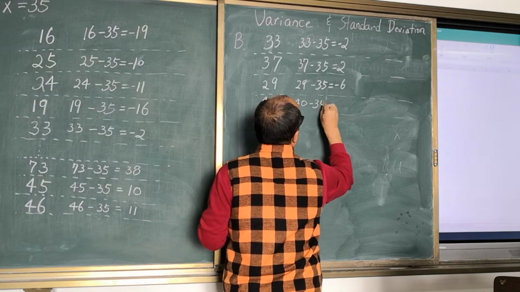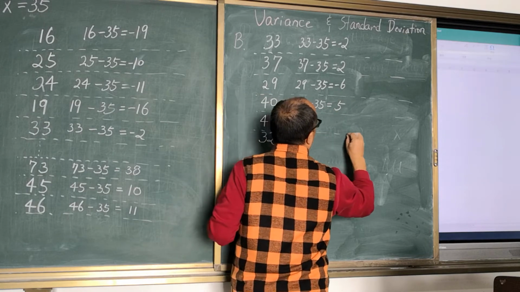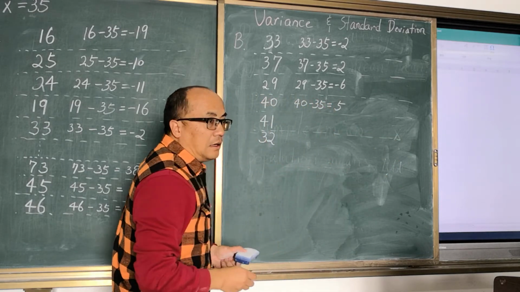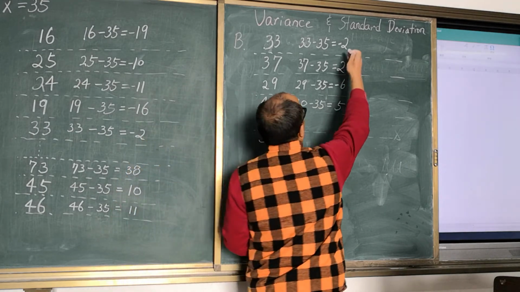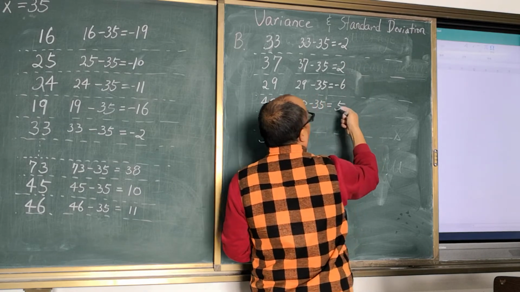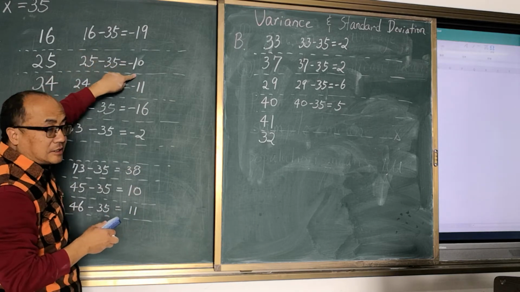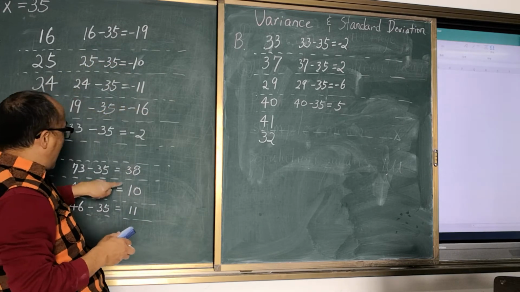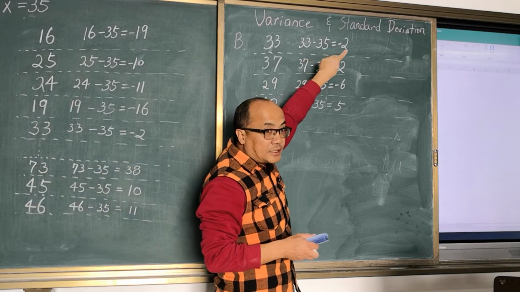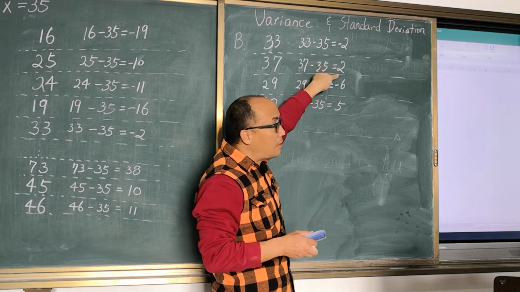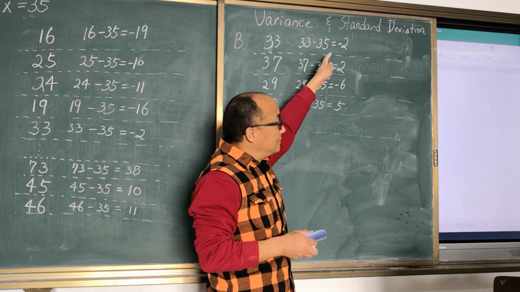Minus 35 is a 5. So how do we compare these numbers to these: -19, -10, -16, plus 38? This number's absolute value is small: -2, +2, -6, +5. Okay?